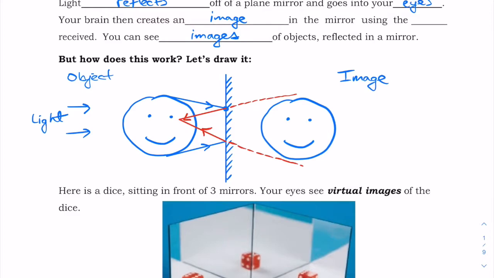Okay, you'll have to forgive me, I didn't draw this exactly to scale, but if I did, the dotted lines would perfectly line up with the top and bottom of the head on the image side. So this is a virtual image because our brain perceives it like the light is coming from the other side of the mirror, when in reality, it's not. Alright, and more or less, that's how mirrors work to form virtual images.